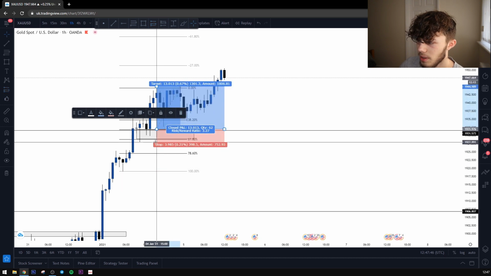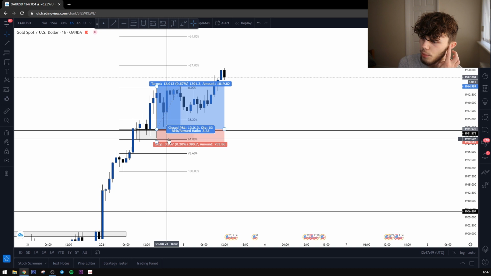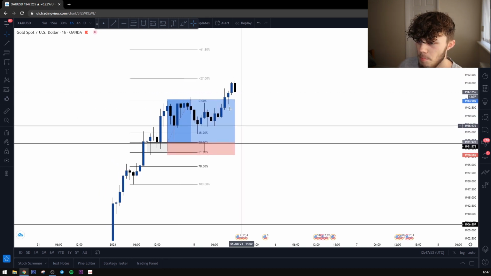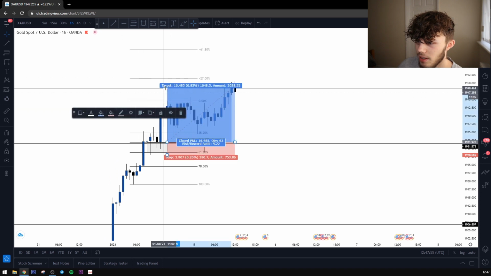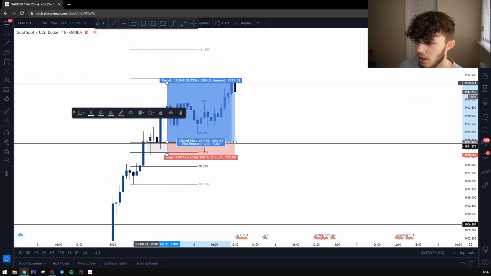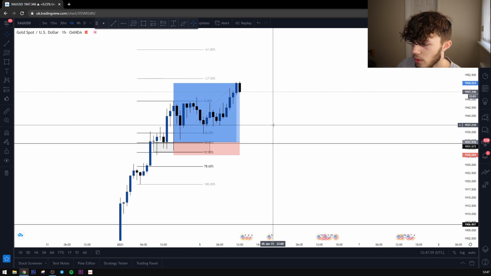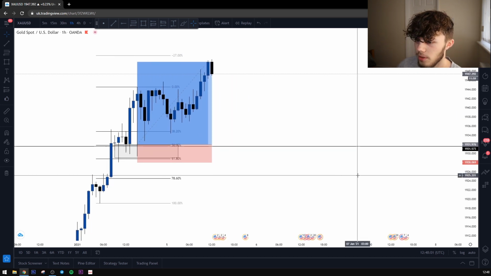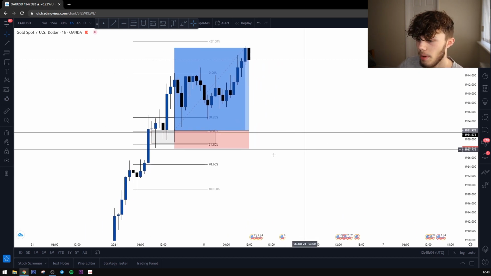Stops at 1928, so up there, around 40 pips or so. You know, it depends where your entry was. And then our take profit was 1950. So there, lovely. So, what made me put stop losses here and take profits? I'll quickly tell you about that.